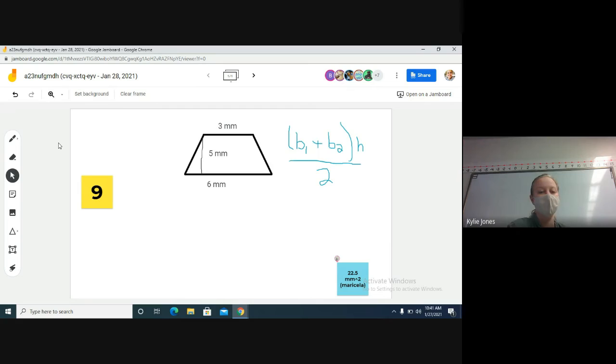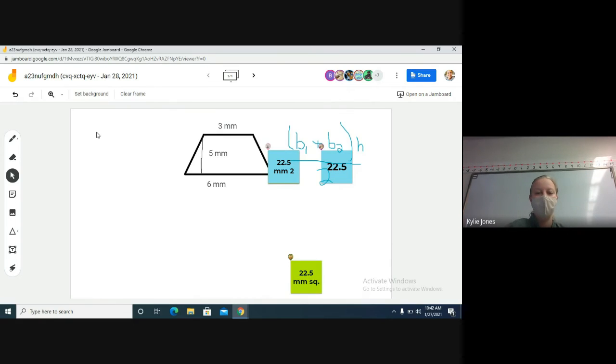Okay, we got some more answers. We got 2 different answers here. There's another one. What else we got? I did 22.5 millimeters squared. Why are we piling them on top of each other? Okay, well, most of you guys are getting 22.5.